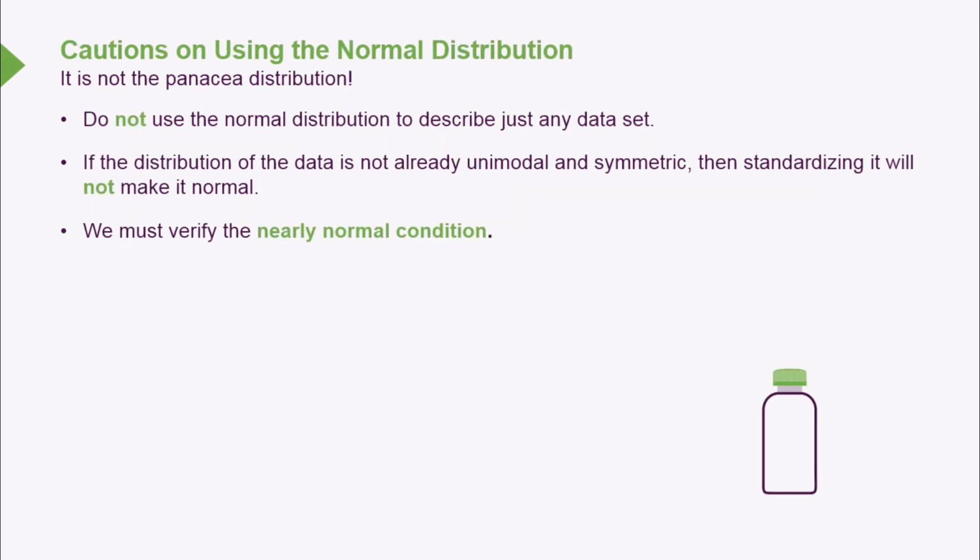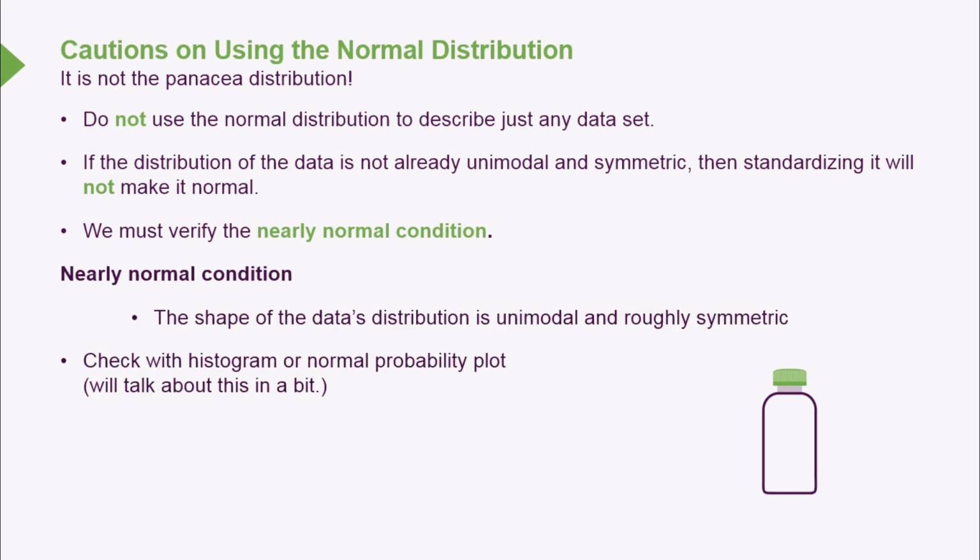So we have to use some caution when we use the normal distribution. It's not a cure-all. We can't use the normal distribution to describe just any data set. If the data set is not already unimodal and symmetric, then standardizing it will not make it normal. So we have to verify the nearly normal condition. But what do we mean by that? Well, basically, when we look at the nearly normal condition, what we want is that the shape of the data's distribution is unimodal and roughly symmetric. So we can check this with a histogram, which we already know about, or we can check it with what's called a normal probability plot, which we'll discuss a little bit later.